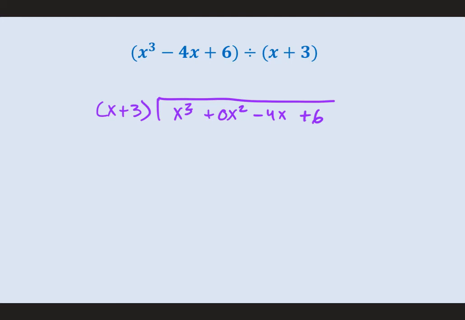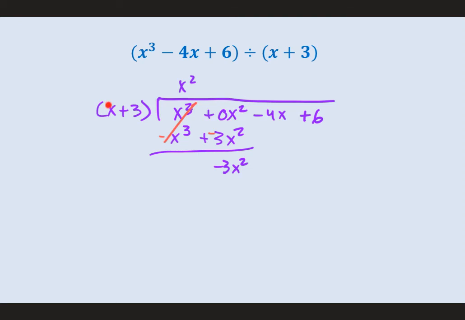Then you ask yourself, what times x makes x cubed? That would be x squared. X squared times x is x cubed. X squared times 3 is 3x squared. Make it opposite. Minus, minus. Those cancel. You now have 0 minus 3x squared is minus 3x squared.